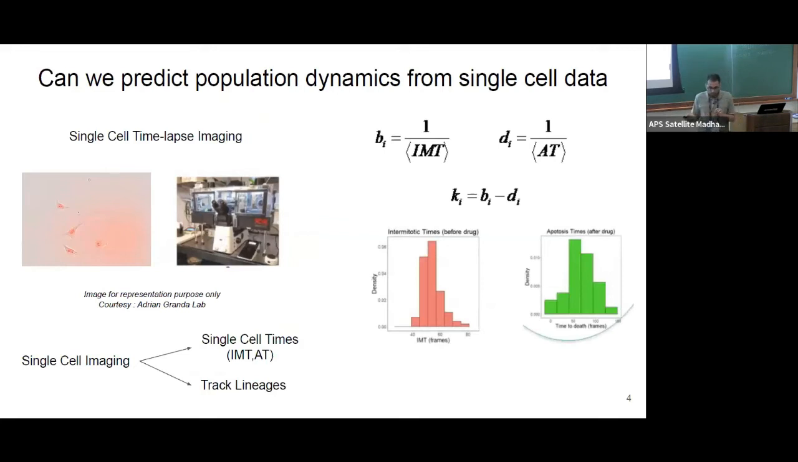Now, a little about the data. This data is obtained from single cell time-lapse imaging, which basically provides tracking information. It tracks the lineages of the cells, thus providing the entire lineage information of the cell, and along with it, it also provides the single cell times, which can be calculated. Then we get certain distributions of the intermitosis as well as the apoptosis times, and correspondingly we can obtain the birth and death rates.